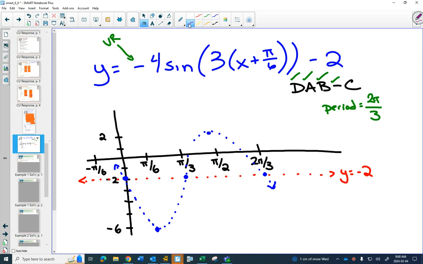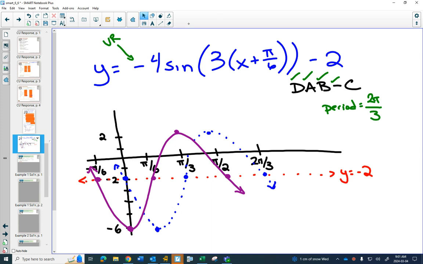I'll draw the final graph in purple. I take this point, shift it pi over 6 to the left. Take the bottom point, shift it pi over 6. Take each of these points and shift pi over 6 to the left. And there is our final graph.